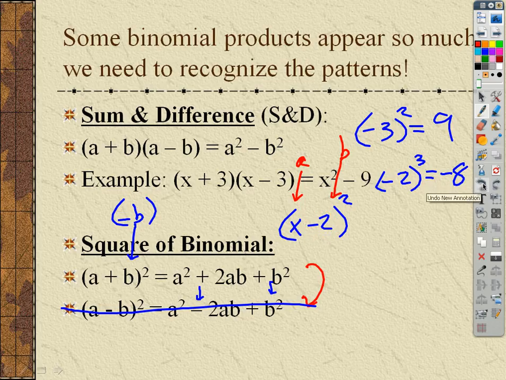If the x is the a, and the b is the negative 2, that's telling us x squared plus 2 times x times negative 2. What is that? 2 times x times negative 2. What's that going to be? Negative 4x. And then negative 2 squared would be 4.